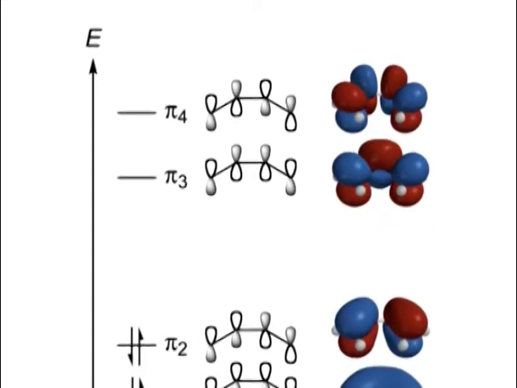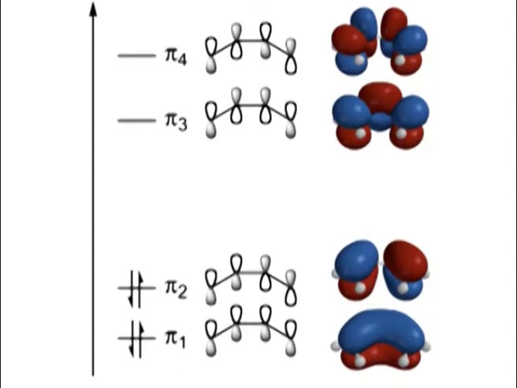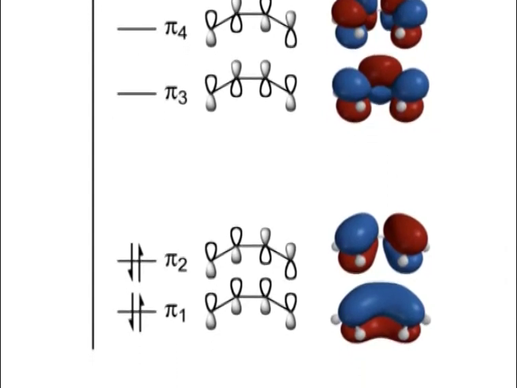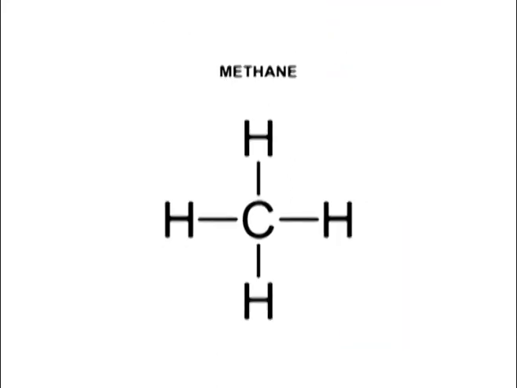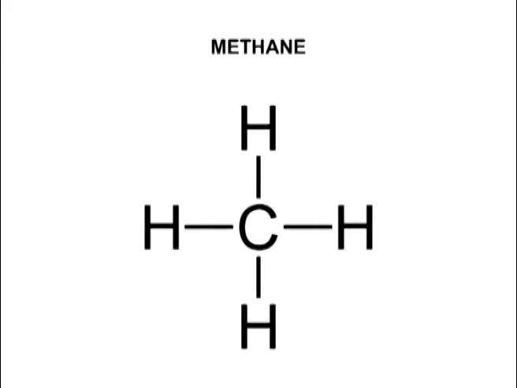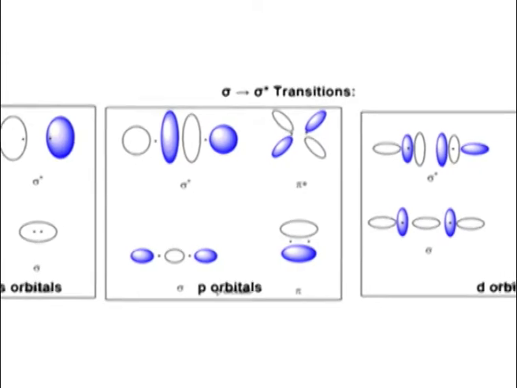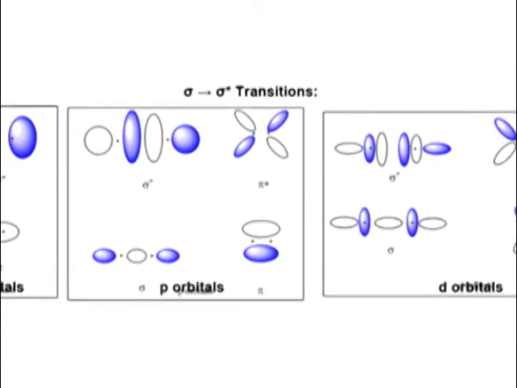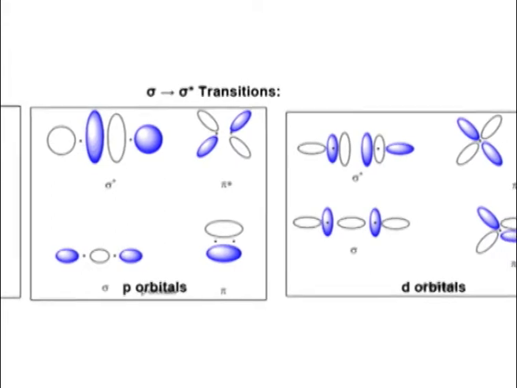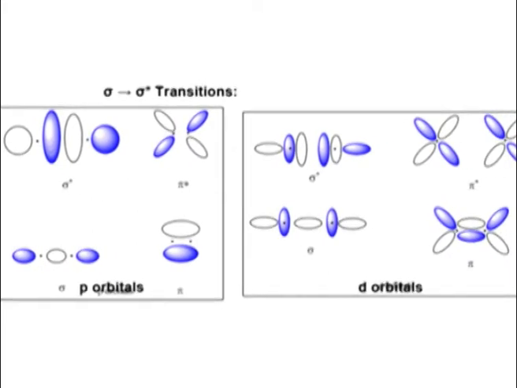The energy required for an electron in a bonding sigma orbital to get excited to the corresponding anti-bonding orbital is large. For example, methane, which has only CH bonds and can only undergo sigma to sigma star transitions, shows an absorbance maximum at 125 nanometer and is thus not seen in typical UV visible spectra, 200 to 780 nanometer.